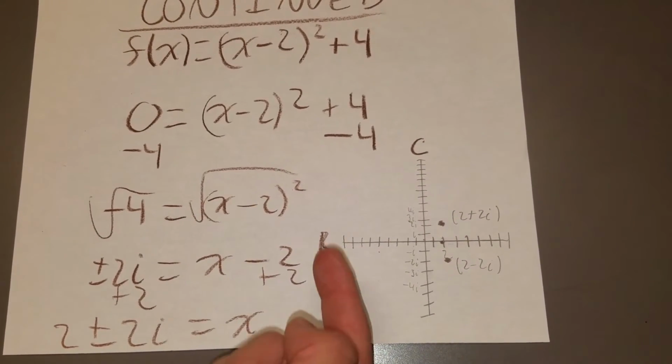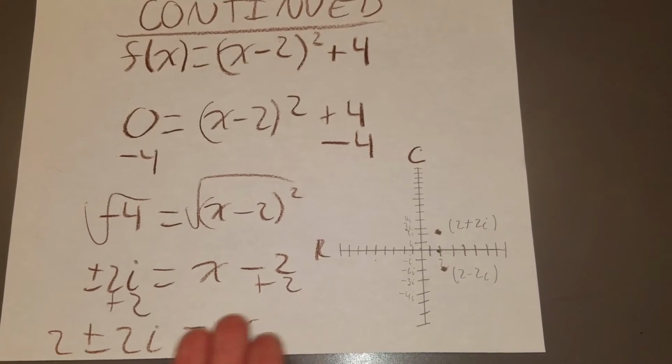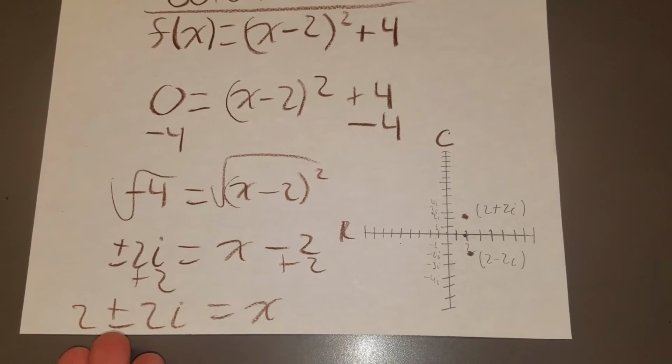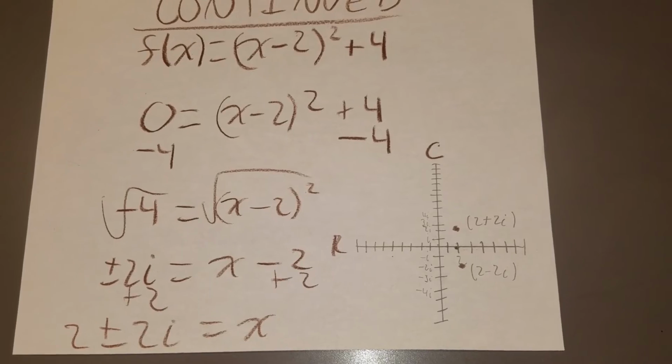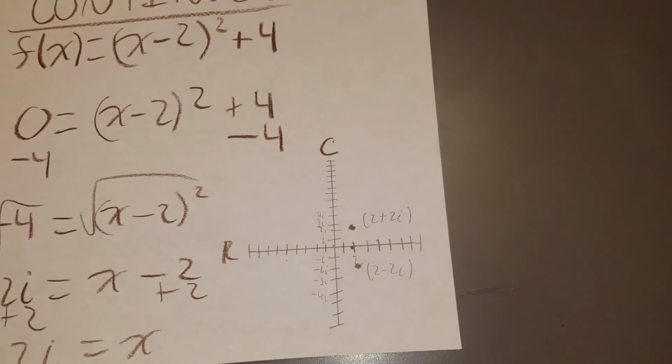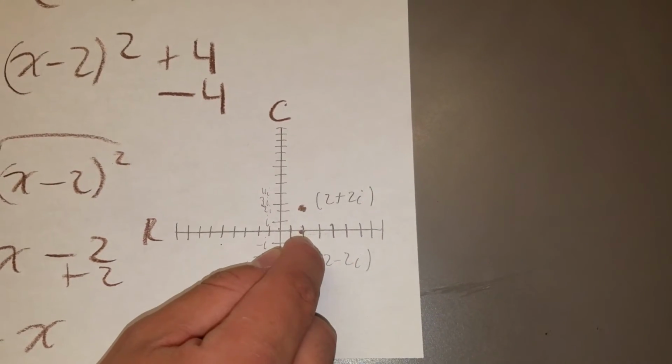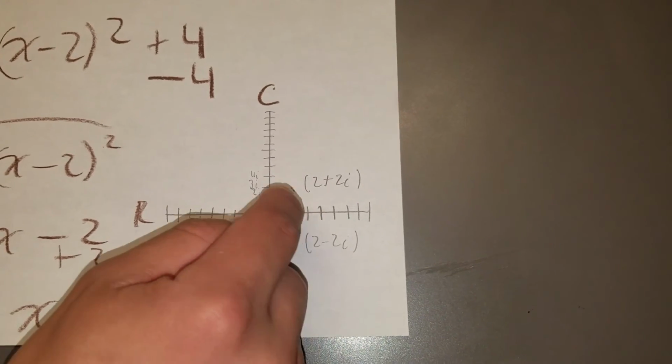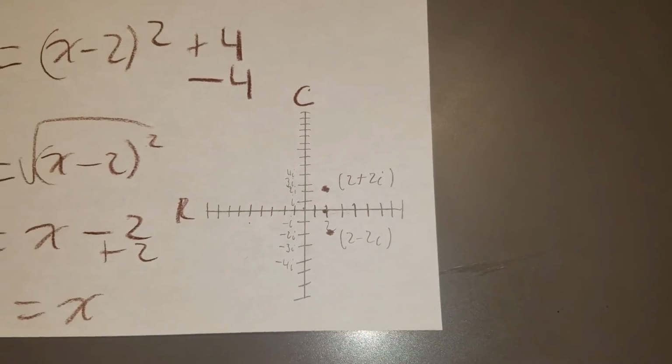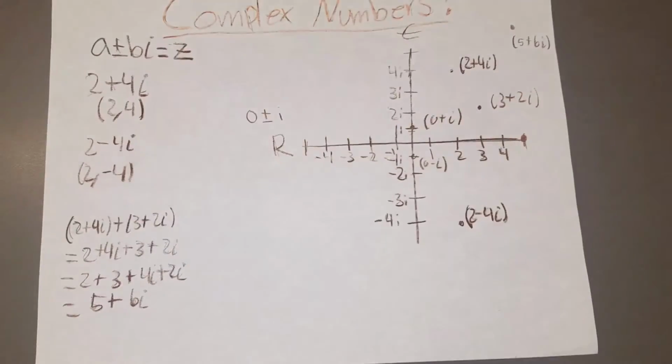Now, since we've gotten rid of the squared on this side, we can just add 2 to both sides and have an end value of 2 plus or minus 2i equaling x. So, when we go to graph it, we would go over 2 on the real axis, and up 2 and down 2 on the complex axis, respectively.